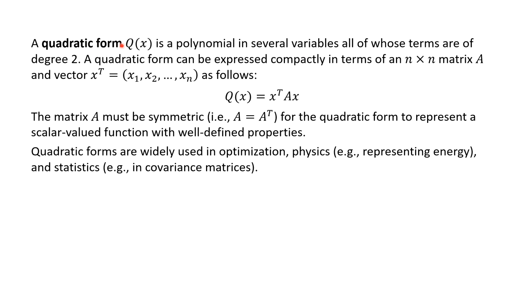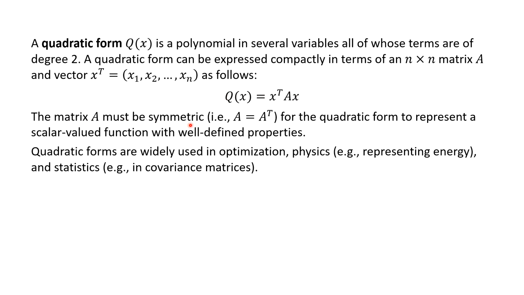A quadratic form, Q of x, is a polynomial in several variables, all of whose terms are of degree 2 or less. The quadratic form can be expressed compactly in terms of an n by n matrix A and vector x, shown here in this format. And I'll give you an example in the next slide.